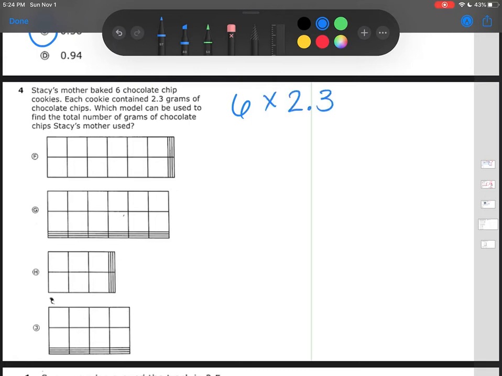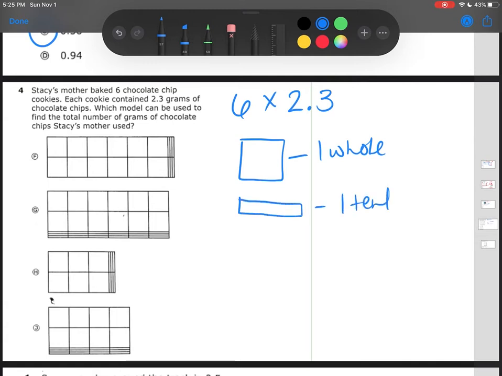So, if I am baking 6 chocolate chip cookies, right, and each cookie contains 2.3 grams of chocolate chips, I'm trying to find the total. That sounds like a multiplying, right? I'm doing 6 times 2 and 3/10. So I'm wanting to see 2 and 3/10 6 times. Remember, when we were talking about our models earlier, using our area models, we are saying that 1's whole square is 1 whole, right? A rod was 1/10, and then a little square was 1/100th, right?